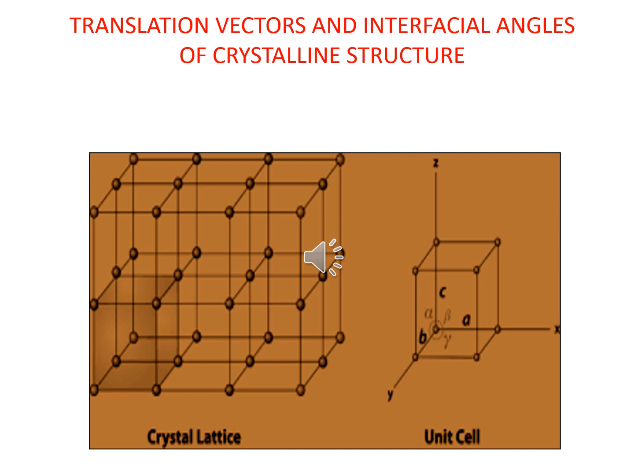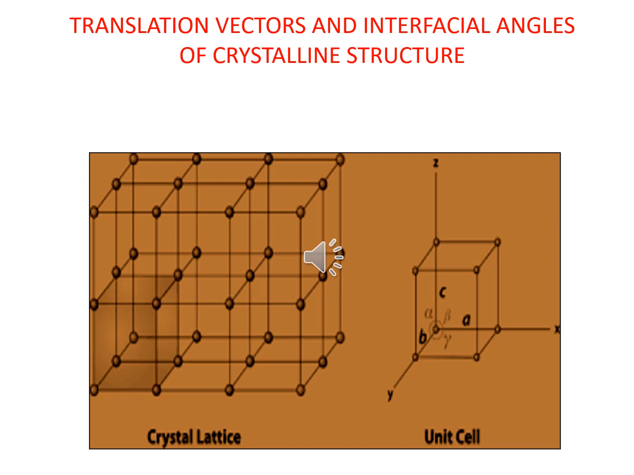Now let us also know what are the translation vectors and interfacial angles. Now if the unit cell that we have considered here, let us consider that it is making intercepts small a, small b and small c with the three crystallographic axes x, y, z, right? And what are crystallographic axes?